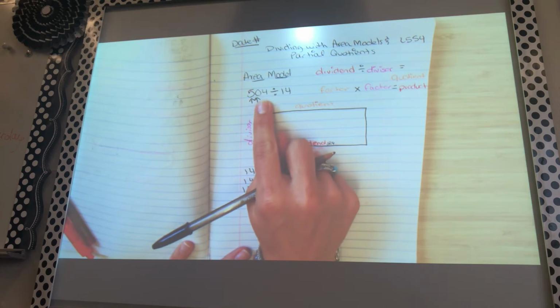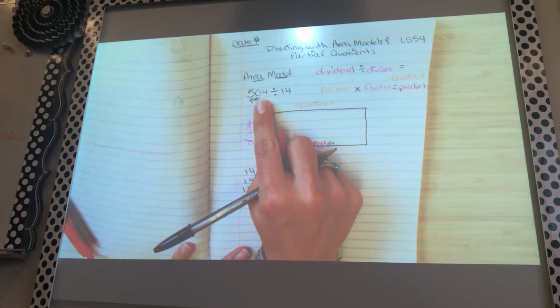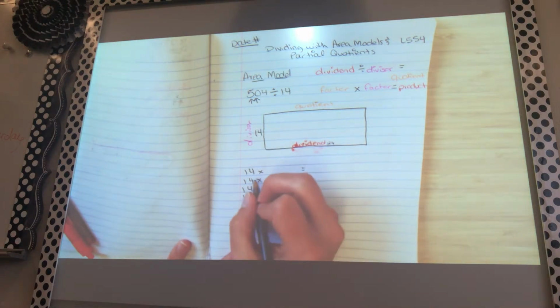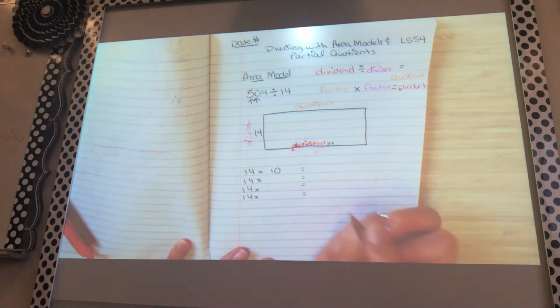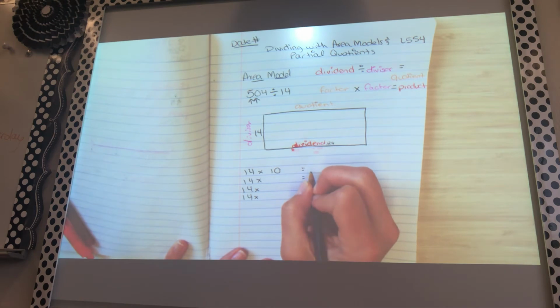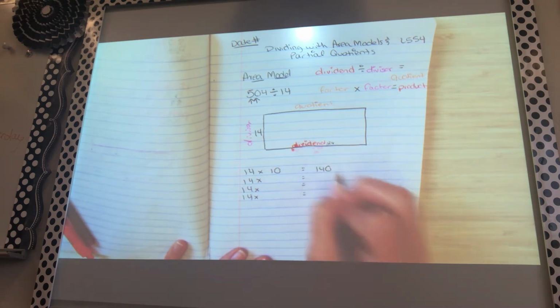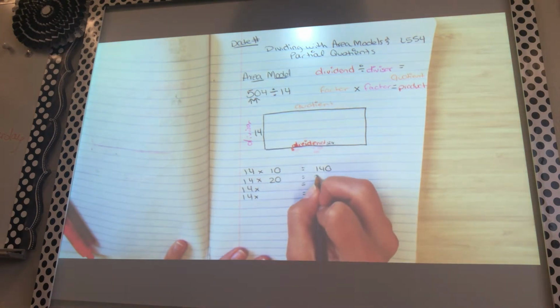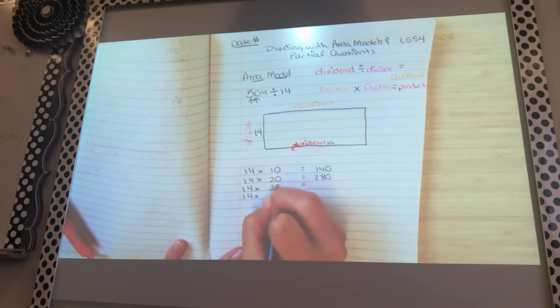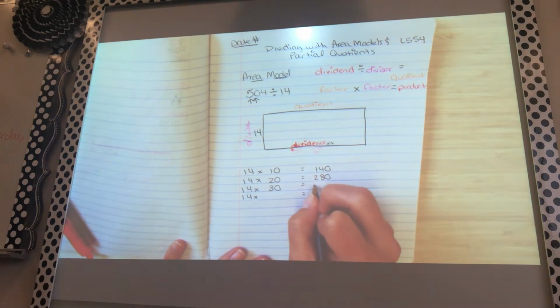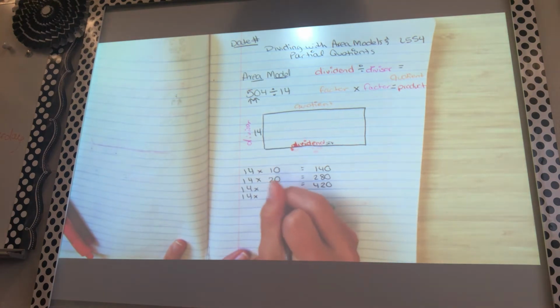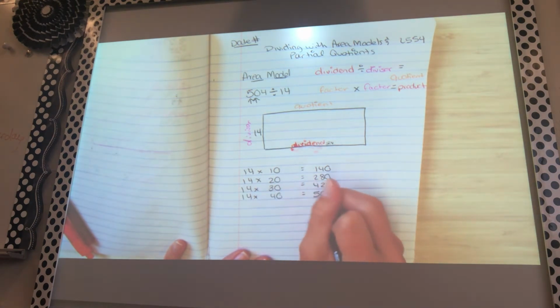So my first digit is going to be placed in my 10 spot. So 14 times 10 is where I'll start for my estimation. And 14 times 10 is super simple, 140, because we're moving place values. Then 14 times 20 would be 280. 14 times 30 would be 420. And then 14 times 40 would be 560.